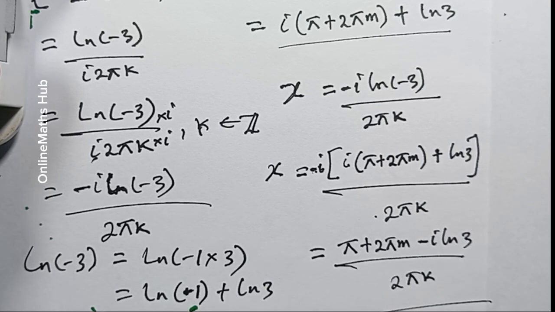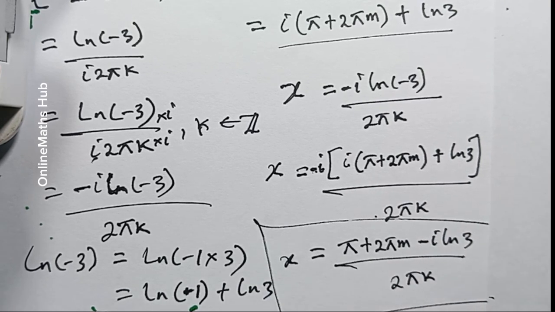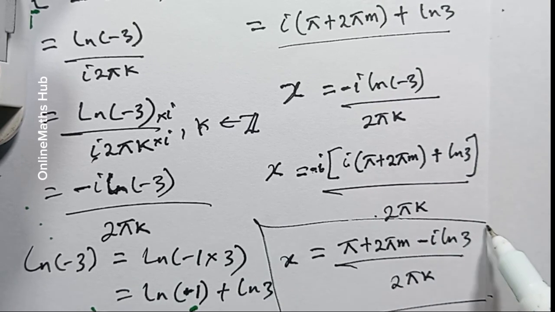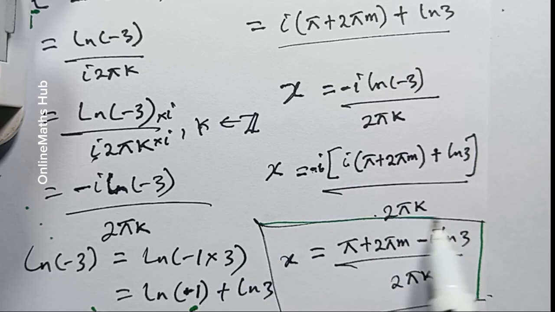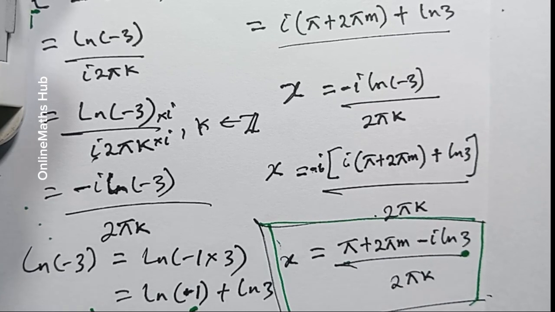So this is going to be the value of x, and obviously you can see here that x is a complex number, because you can see from here that this is the imaginary part and this is the real number part.